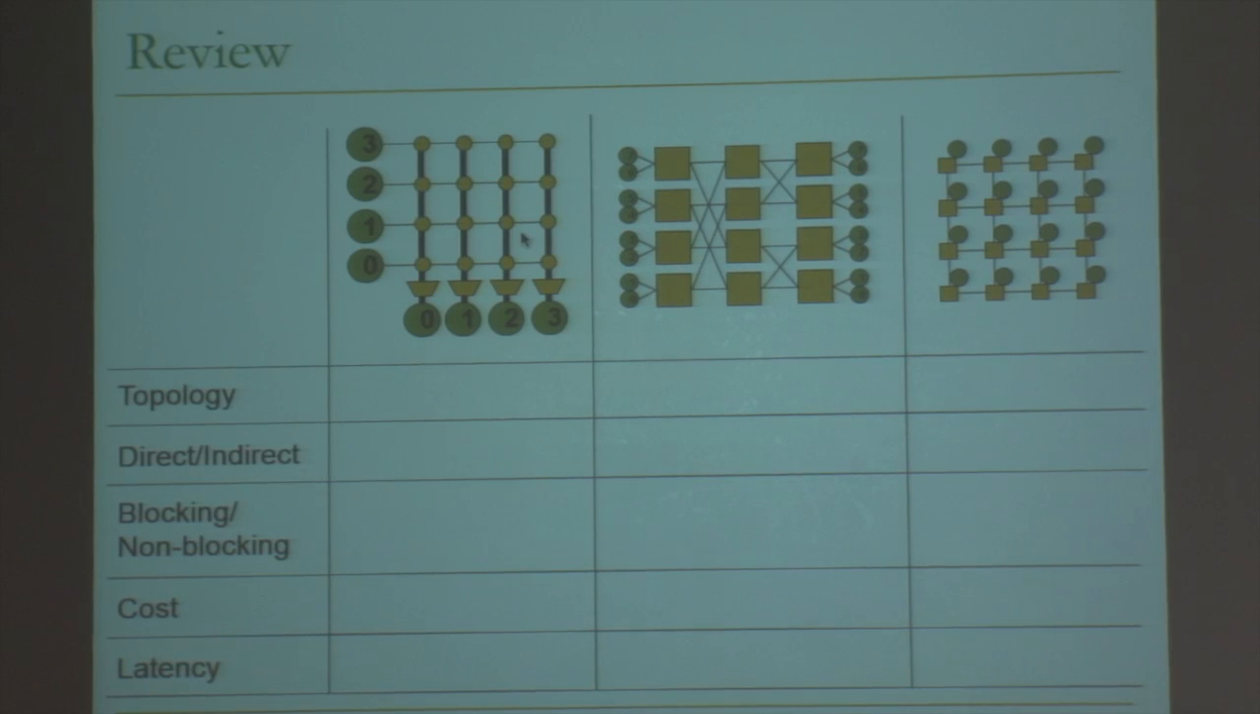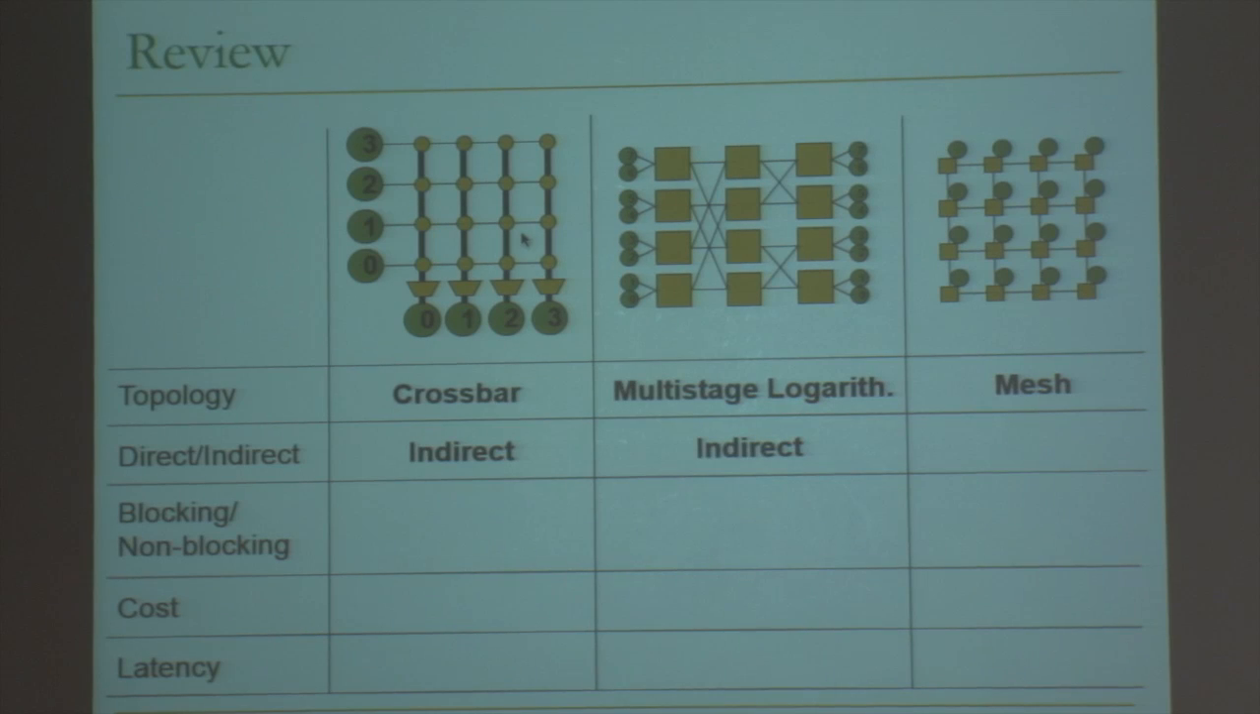OK, let's do a quick review of what we saw so far. So what do you think is the first topology there? It's a crossbar, that's right. The second we already covered. It's a multi-stage logarithmic type of network. And the fourth one is a mesh. These we already kind of saw: indirect, multi-stage logarithmic, direct for the mesh.